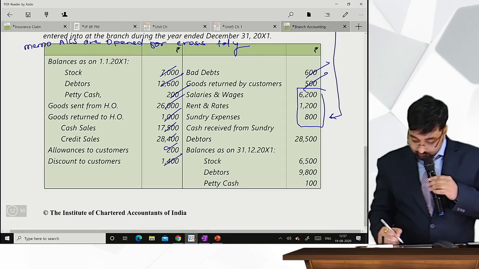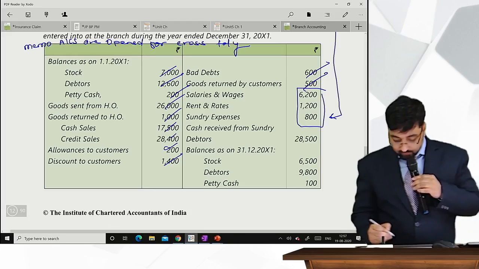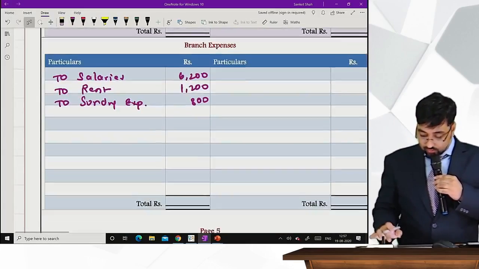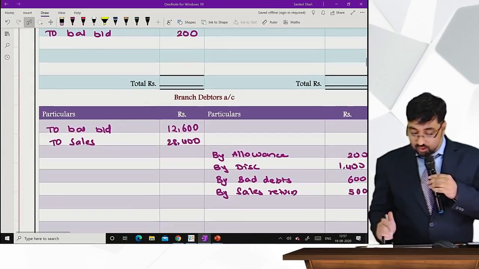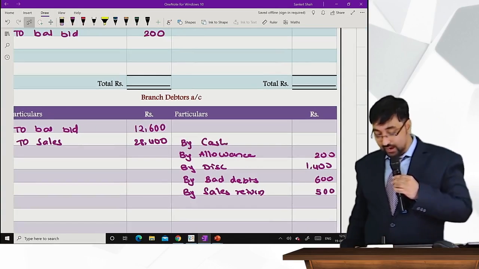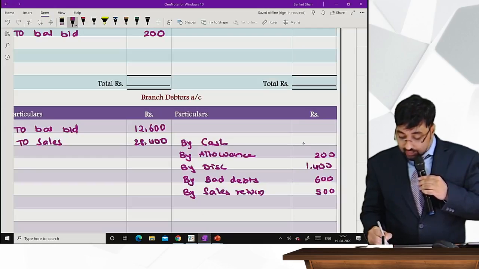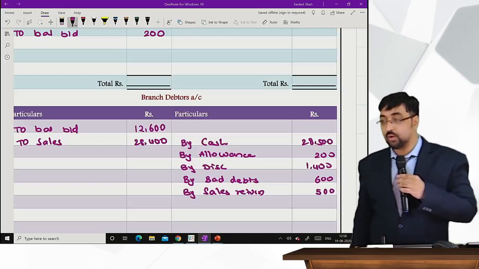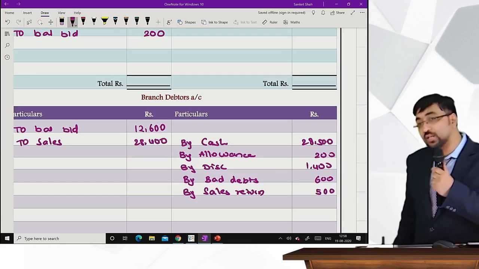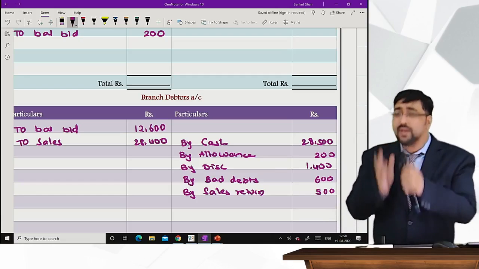6,200. 1,200 and 800, correct? Cash received from debtors. So debtors entry is cash account debit to debtors. Remember, by cash it is amounting rupees. Second line you can write 28,500. And second effect we are not going to give. Why? Because cash account is not open. Daily cash is sent to head office. I repeated it so many times.